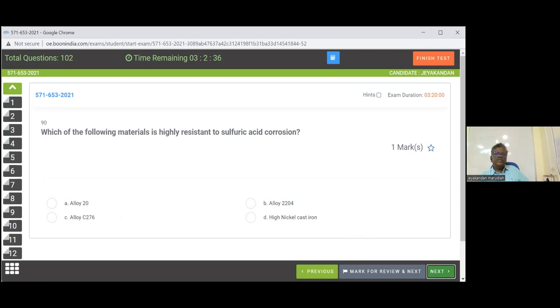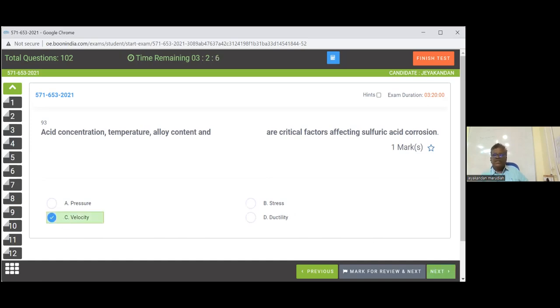Okay, next. The following materials are highly resistant to sulfuric acid: Alloy C276. Carbon steel corrosion rate increases significantly if acid concentration is below 65 percent, because diluted acid will have more corrosion. Sulfuric acid attack is generally on the weld slag. Acid concentration, temperature, alloy content, and gas and velocity. Is it a stress corrosion cracking? No, it is not. Okay, let me try velocity. I have a doubt in this.